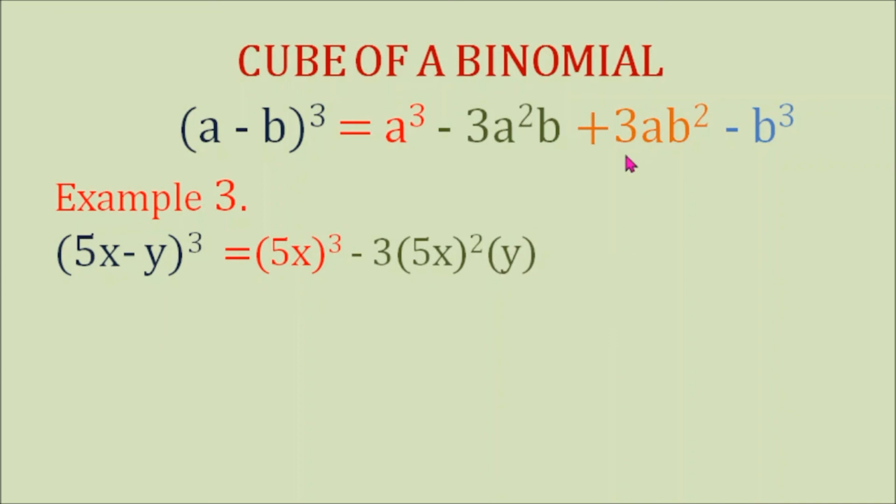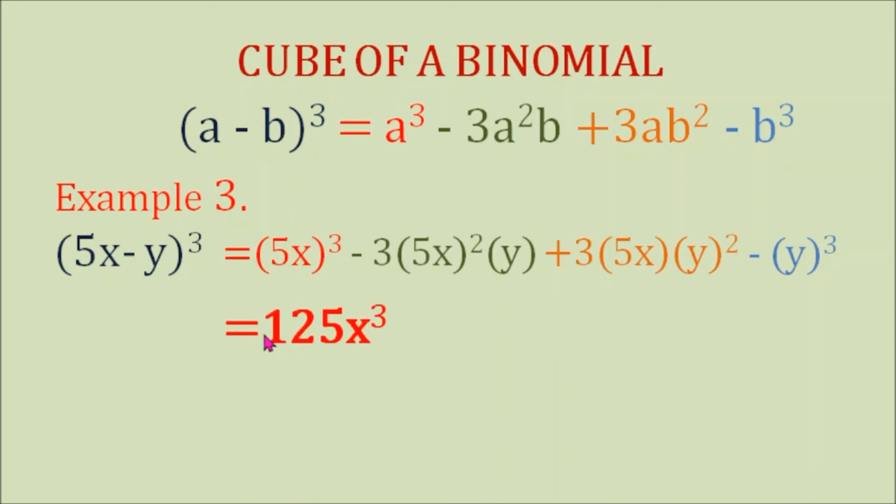And then for our third term, it's 3ab squared. So it's 3, our a is 5x, our b is y, then square it. Then our last term, minus the cube of the second term, so minus the cube of y. Now we are going to simplify. The quantity 5x cubed means 5x times 5x times 5x, and that's 125x cubed.